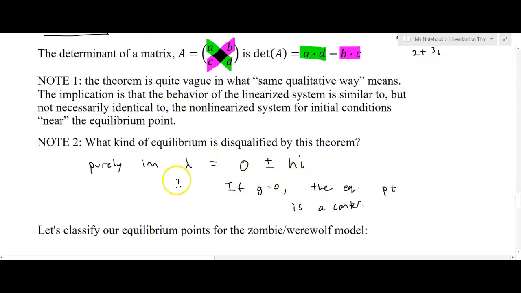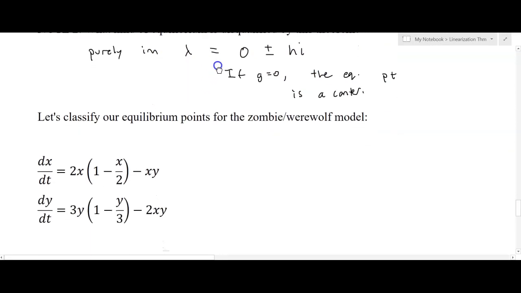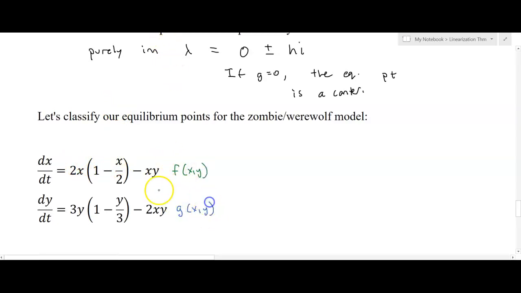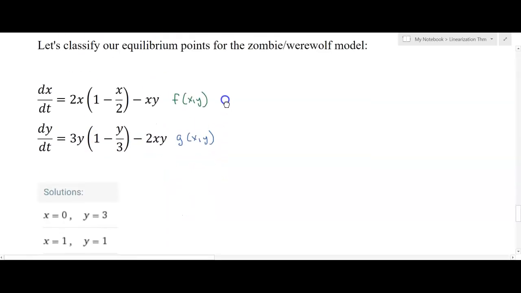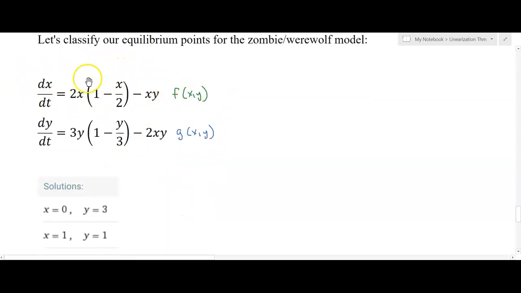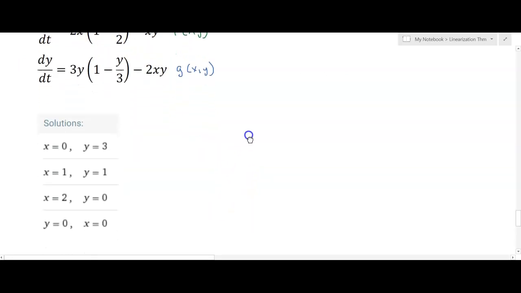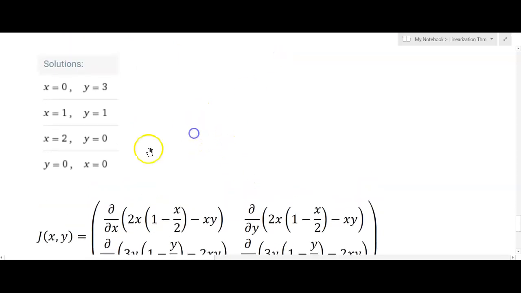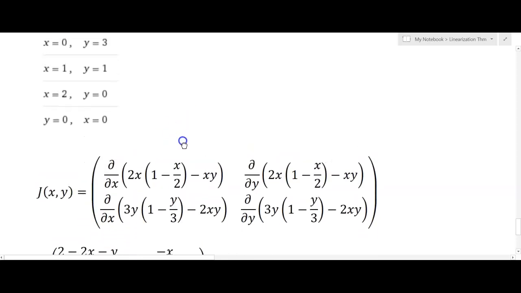So let's go ahead and classify our equilibrium points for the zombie werewolf model. Here is our dx/dt. Recall that this is called f of x,y, and recall that this is g of x,y. So in our first row of our Jacobian matrix, we're going to take the derivative of dx/dt with respect to x, and then again with respect to y. So we're not going to do anything yet with the equilibrium points. Hold off on that. First, compute the Jacobian matrix in terms of its functional form.